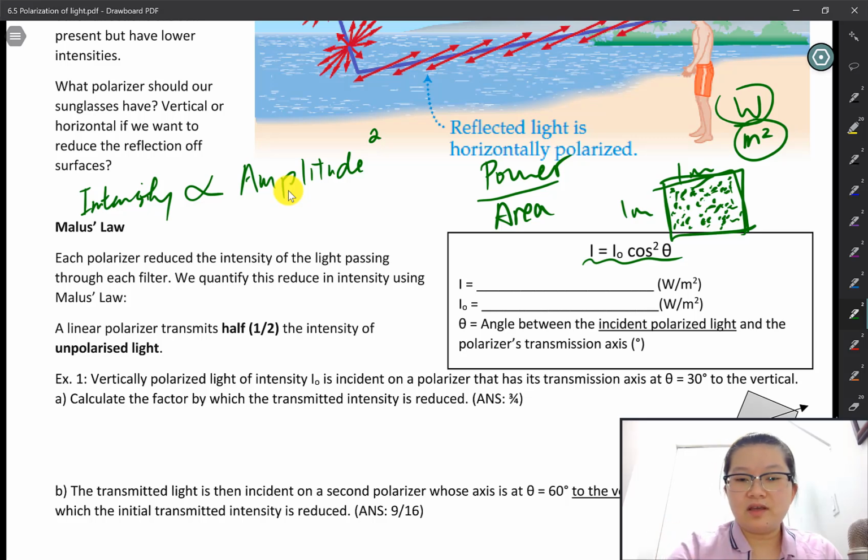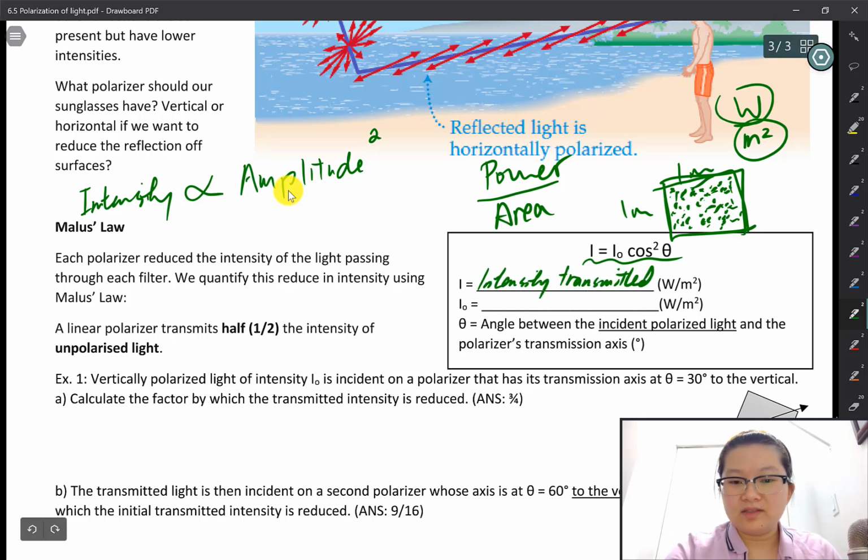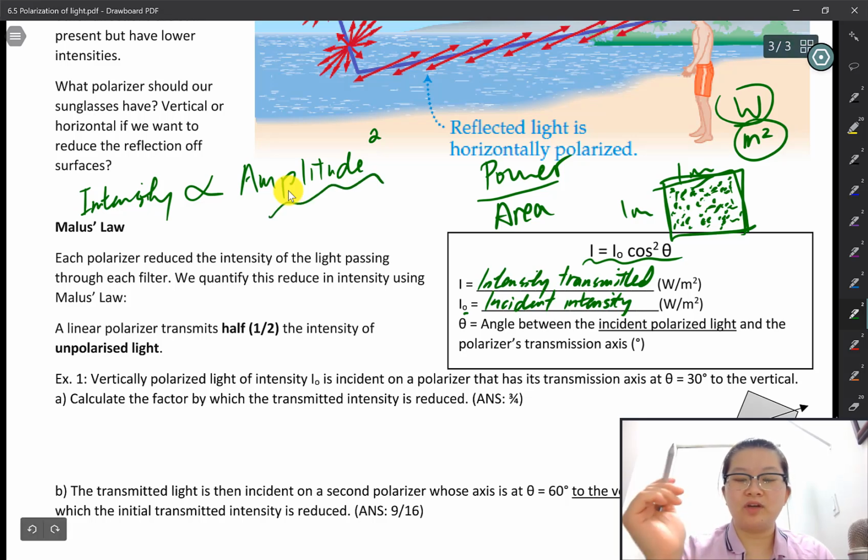So one thing is here, this one I is the intensity that is transmitted. The second one is I naught. That 0 means naught, as in kind of like initial if you think about it that way. That is the incident intensity. So how much intensity of light you started off with. You might be wondering why there is a square in the cosine. The square in the cosine has something to do with this amplitude squared factor.